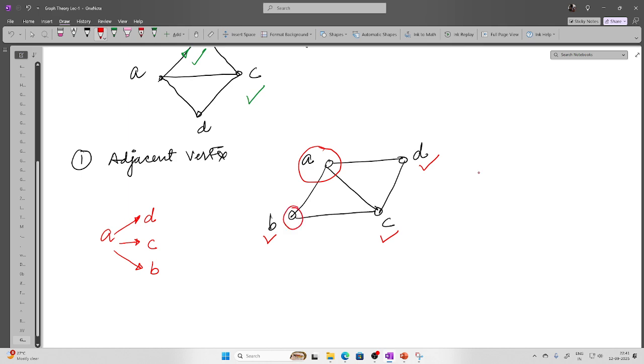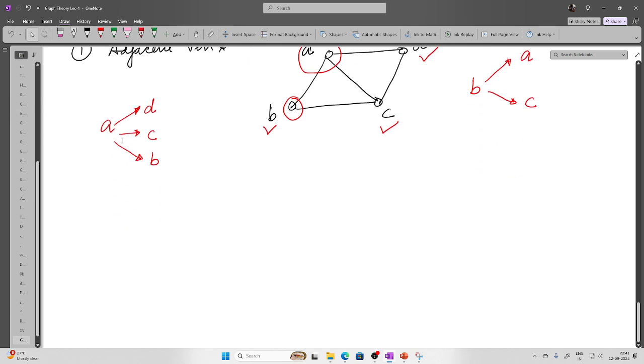Consider B. Now, B is connected to A as well as C. So, therefore, B and A are adjacent, B and C are adjacent. So, therefore, adjacent vertices are those vertices which are connected via an edge. Okay. Now, once you understand the meaning of adjacent vertex, let us try to understand what is a loop. Loop is also sometimes called as self loop.